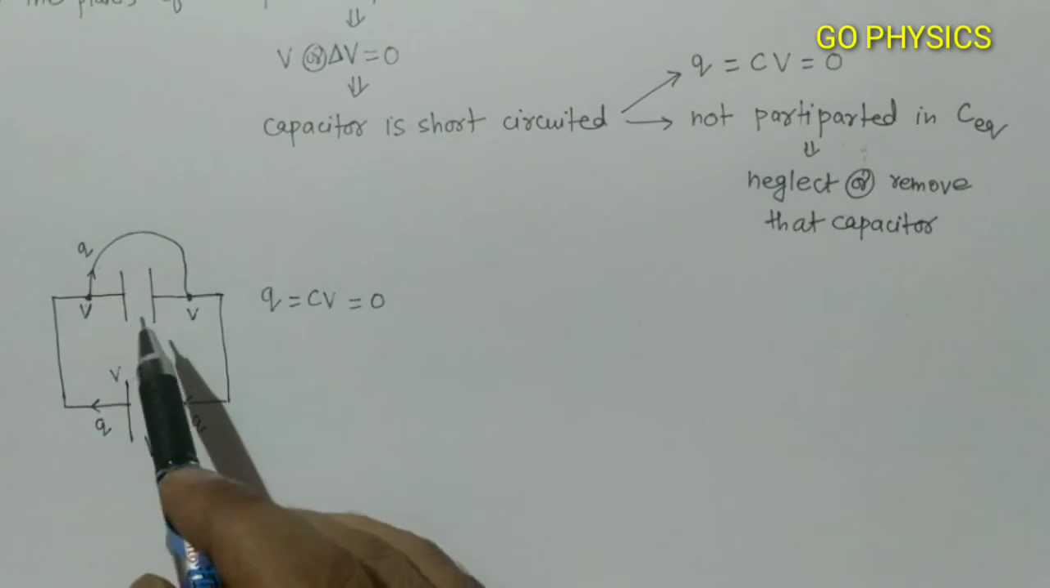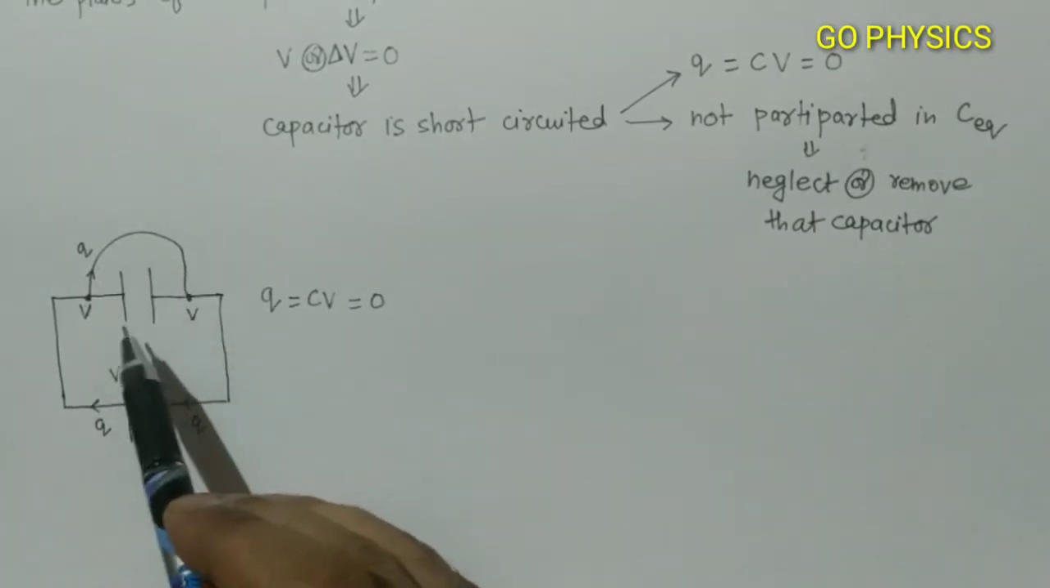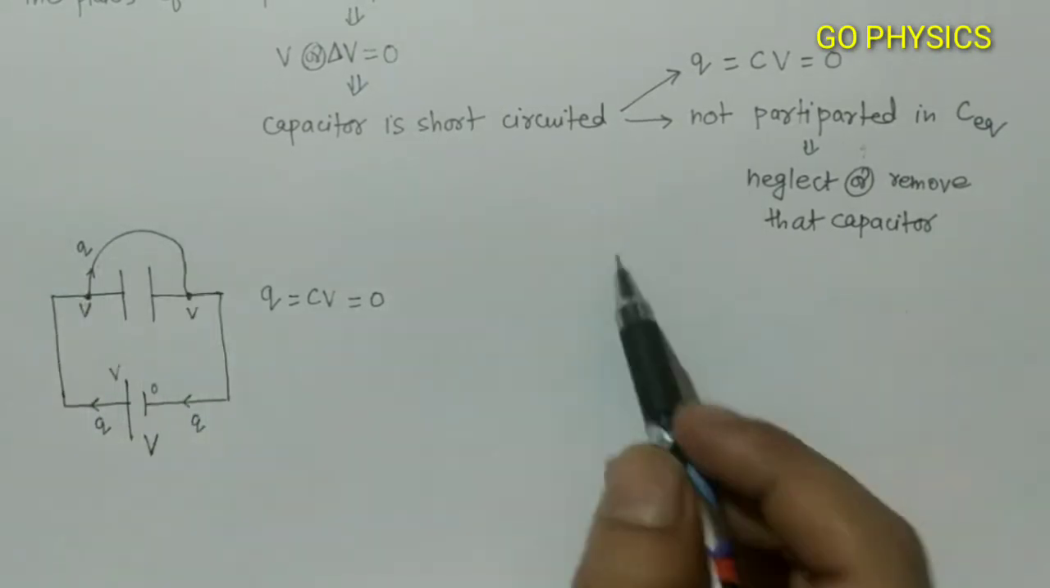So in this case we can see that this capacitor is useless, or we can say that this capacitor is short circuited from the given circuit.